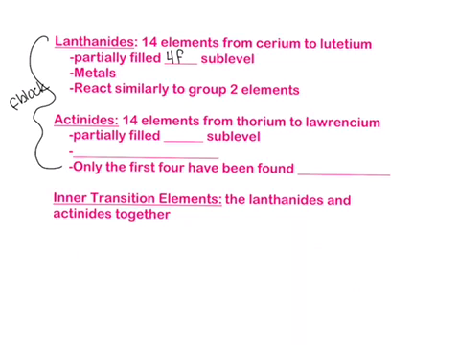The actinides are the 14 elements from thorium to lawrencium, and again, they have that partially filled 5F sublevel. These elements in the actinides are radioactive. Only the first 4 have been found naturally. That means the final 10 have been made in the lab, or scientists have created them. The inner transition elements is what we refer to as the lanthanides and the actinides together, or that entire F block.